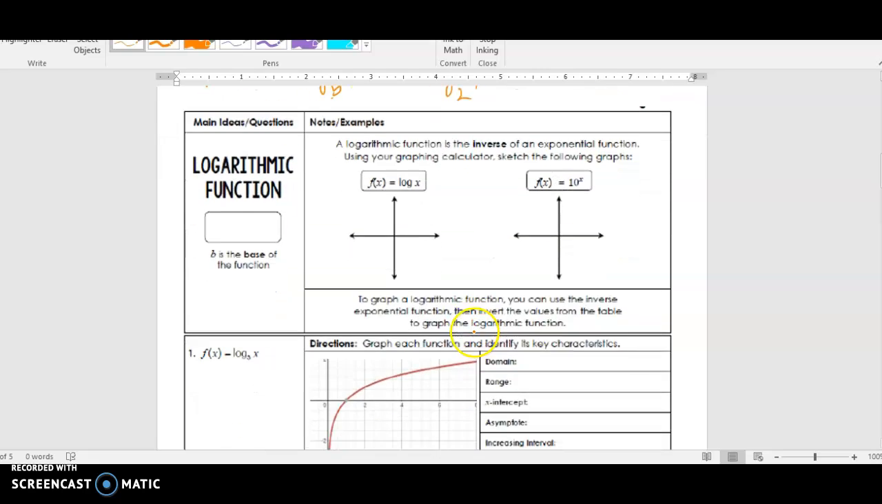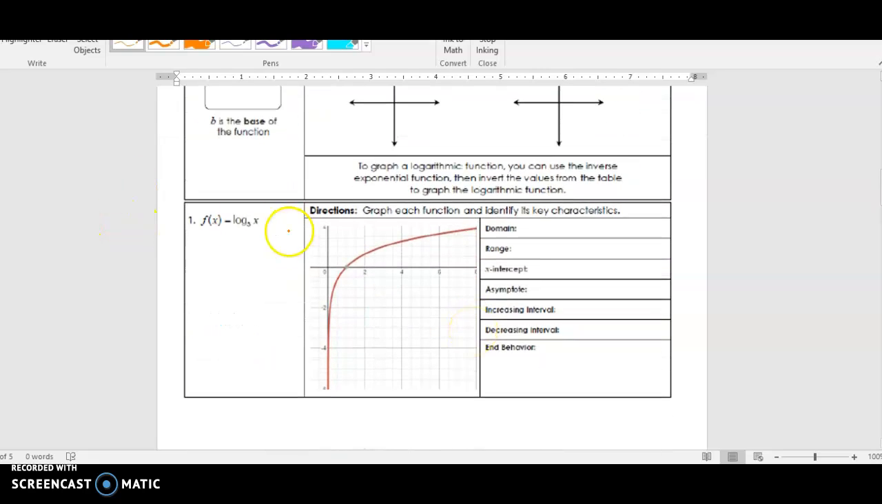So let's write that down quickly. We'll take this as an example. The domain here is x such that x is greater than 0, or in interval notation 0 to infinity. And the range is all real numbers. So this time you would say y belongs to all real numbers, and also negative infinity to infinity. The x-intercept is actually, this is the x-intercept, (1, 0). And the asymptote this time is the y-axis, and the equation of the y-axis is x equal to 0.